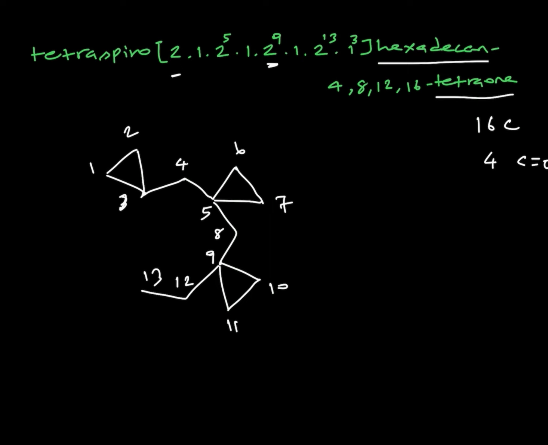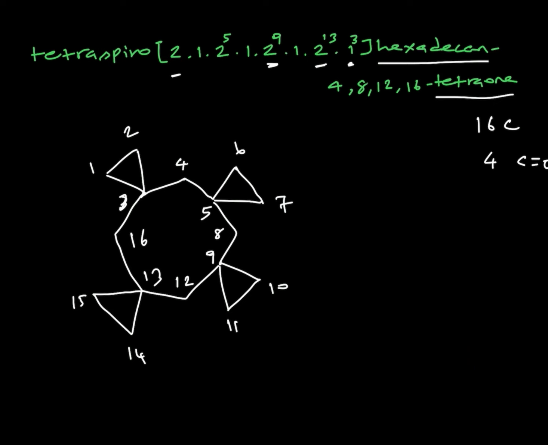And at 13 again we have a 3-membered ring. So let's draw that. 14, 15, and then again 1, and that 1 is connected to 3. So that means we have to end here, connected to 3, starting from 13 and ending at 3. So this is 16.